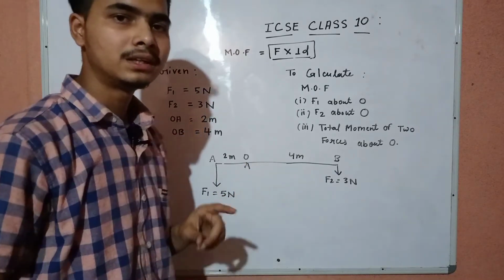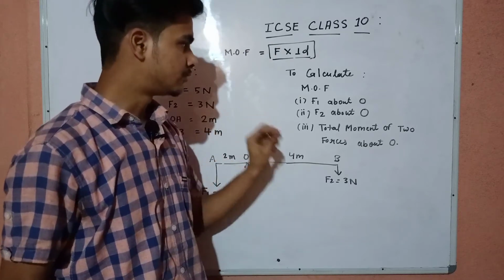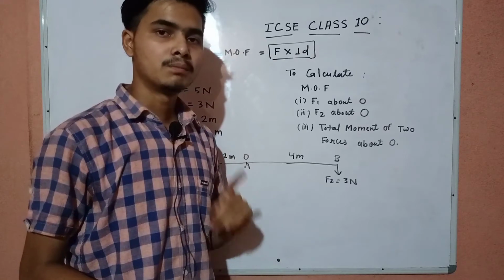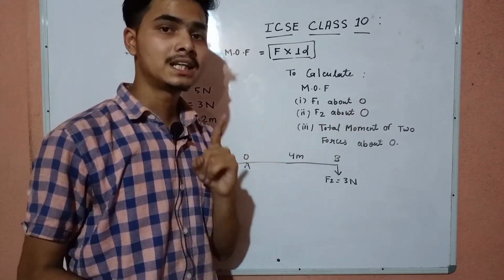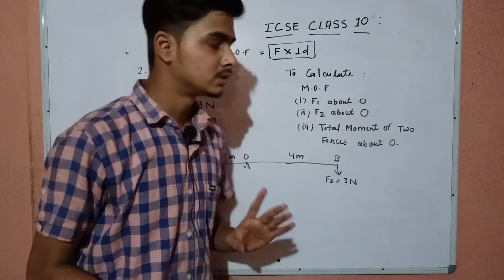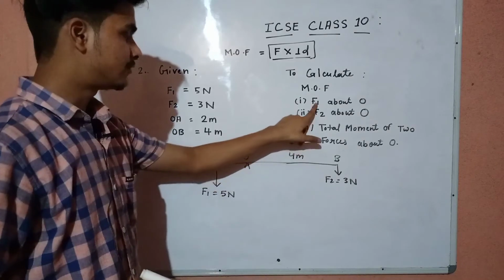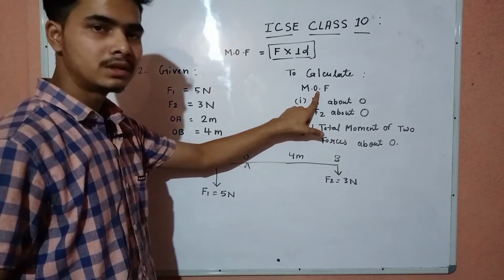Now let me repeat the information again. Whenever you are asked to find a moment of force about some point, mark my word, that given point is your pivoted point. So for the first question our pivoted point is O. The force F1 is 5 Newton. So we need to find the moment of force.